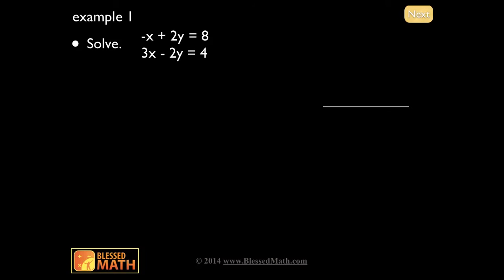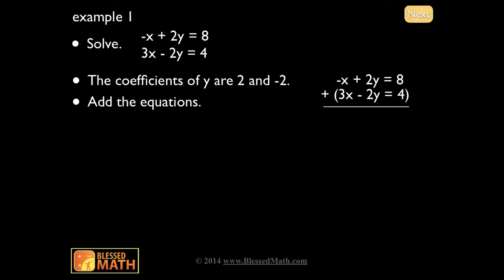add a positive 2y and I take away 2y, it gets me back to 0. So I'm going to add these two equations all the way across. That gives me negative x plus 2y equal 8 plus 3x minus 2y equal 4. So I'm just going to add straight down.